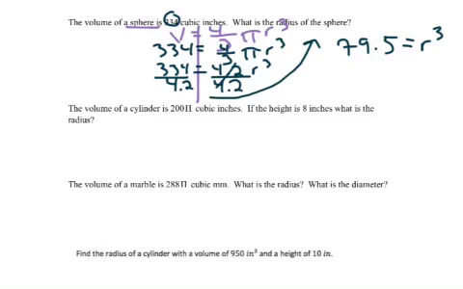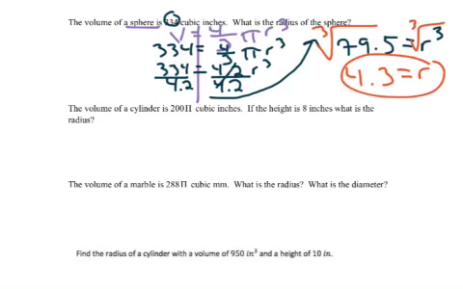So remember, the opposite of cubing is to take the cubed root. So the cubed root is what I have to do to both sides. So the cubed root of 79.5 is roughly 4.3. That is my radius.